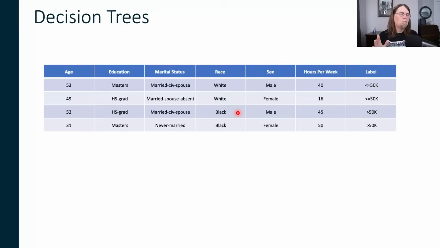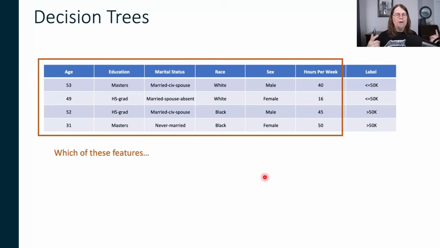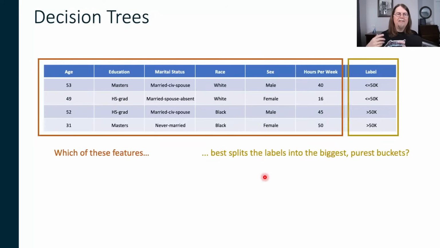So it's a contrived example, but it is realistic insofar as you could really do it in code if you wanted to. Okay, so this is our data frame, right? This is our label that we're trying to predict, and these are all of our other features. So the first thing the decision tree is asking at a conceptual level is, hey, which of these features, which of these columns, best splits these labels into the largest, purest buckets?